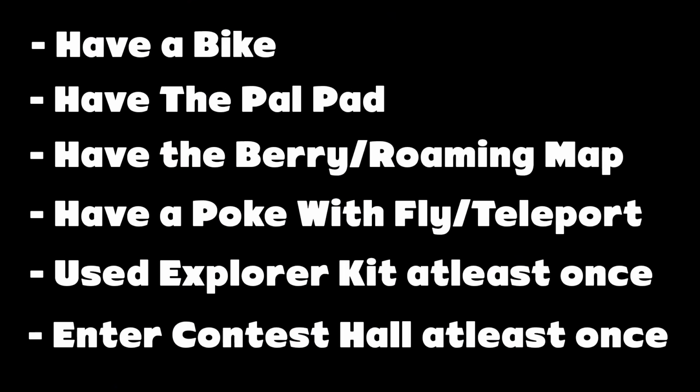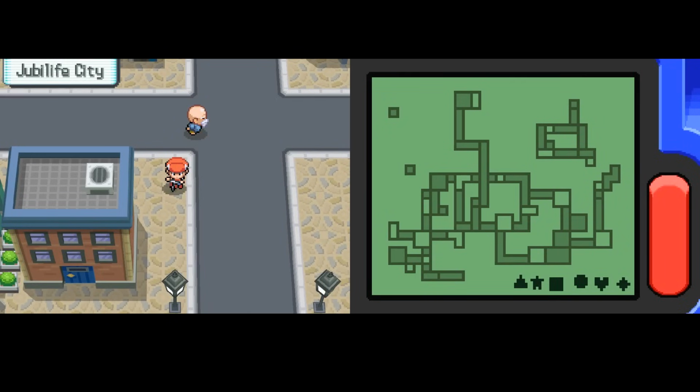To do this, you'll need a copy of Pokemon Diamond or Pearl. Platinum will not work with this. You'll also need to have done the things on the screen. Pause if you need to. First, we're gonna start off by doing the slow bike tweak in Jubilife City. We're gonna do this so we could enter the Void.